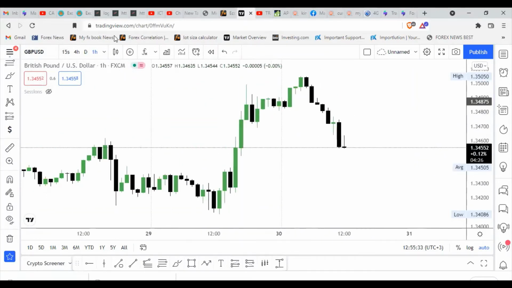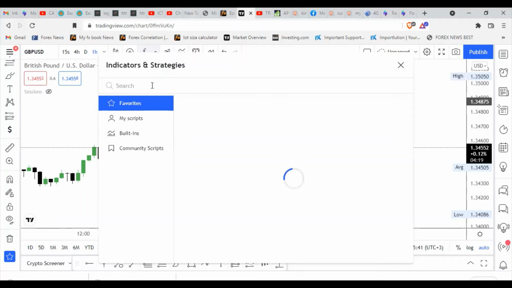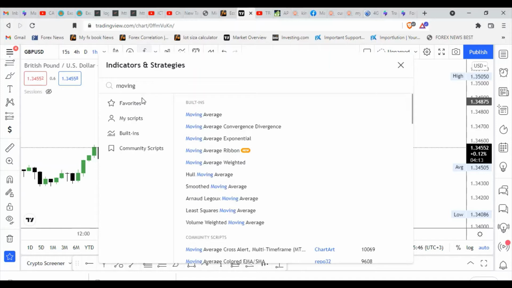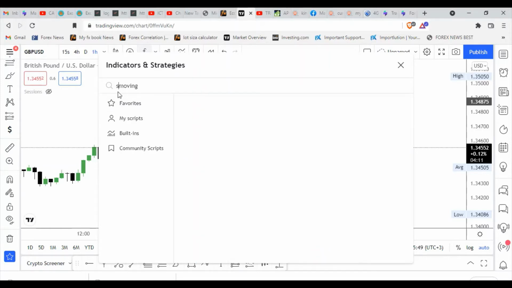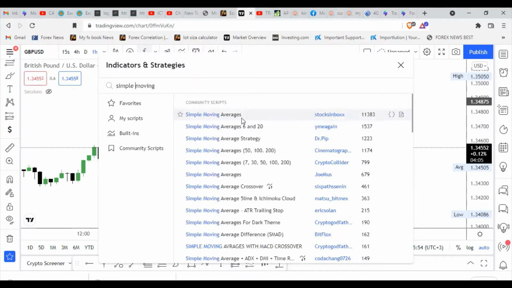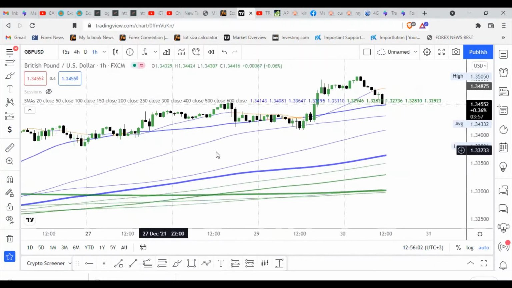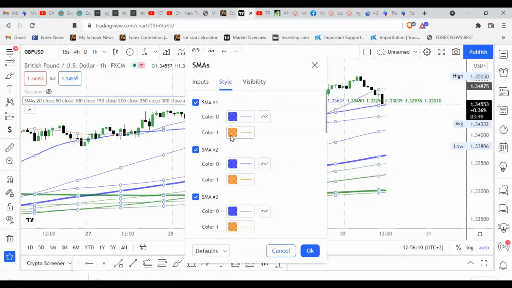So here, if you are using TradingView, you just come to the indicators and type moving average. Since we want to see the difference, I'm going to type the simple moving average. So we have here simple moving average. Whenever I've just clicked the simple moving average, it's giving me a lot of moving averages, so I have to remove some.